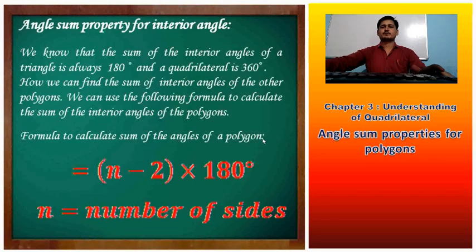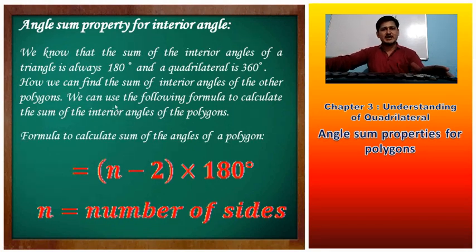Okay. So students, the next topic that we are going to discuss here is angle sum properties for polygons. So let's see what the angle sum properties for interior angles are. We know that the sum of the interior angles of a triangle is always 180 degrees, and for a quadrilateral it is 360 degrees. How can we find the sum of the interior angles of other polygons? We can use the following formula to calculate the sum of the interior angles of polygons.